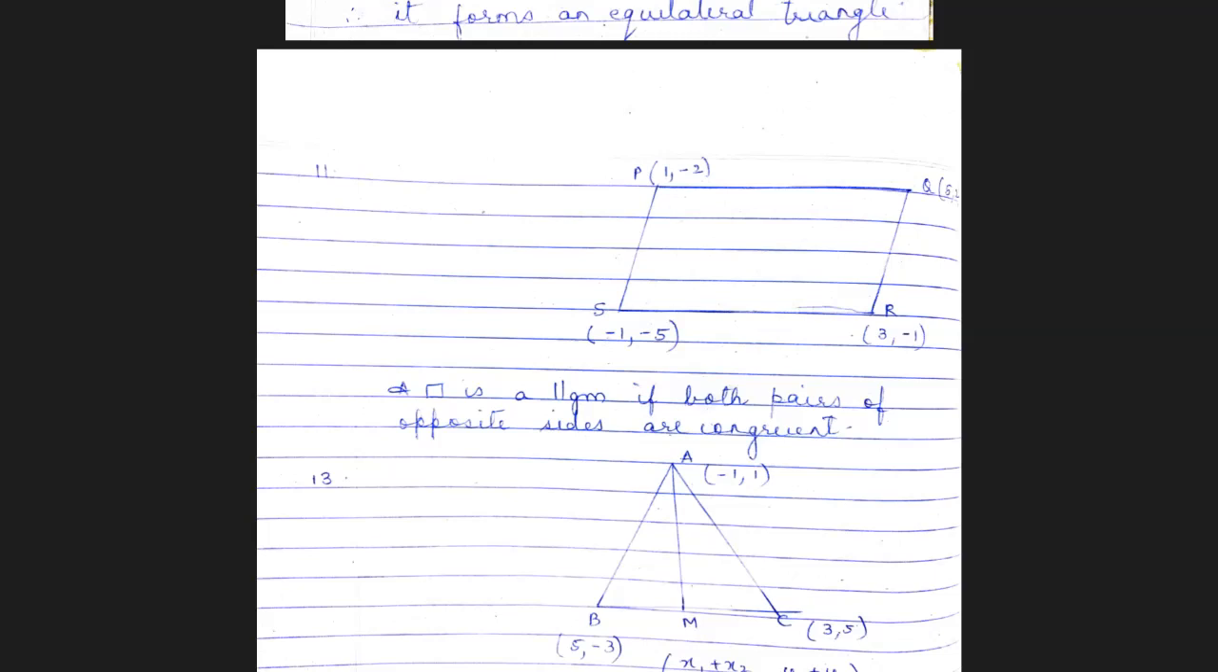They should come out to be congruent. Another additional thing, you will also find out PR and QS. They are the diagonals, and that also should come equal. Then it's a rectangle. That's the only addition that is there in question number 12.